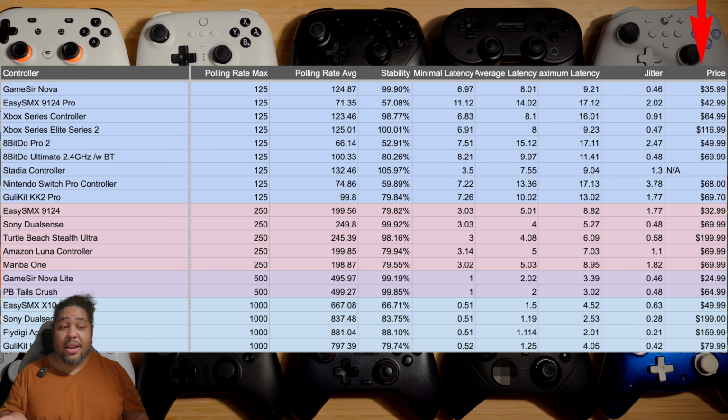And when it comes to price, I really went for if available on Amazon. There are some exceptions here that are not, but we'll touch on that for at least one specific product later on.